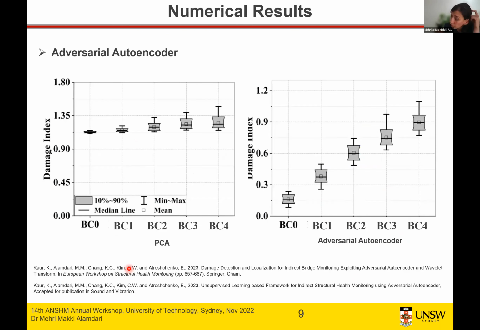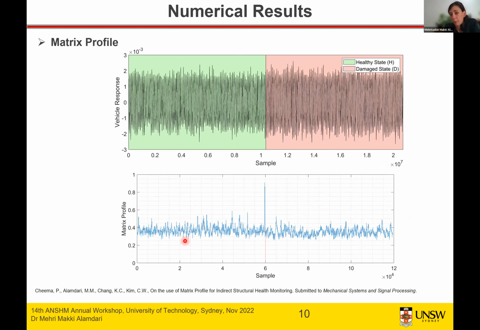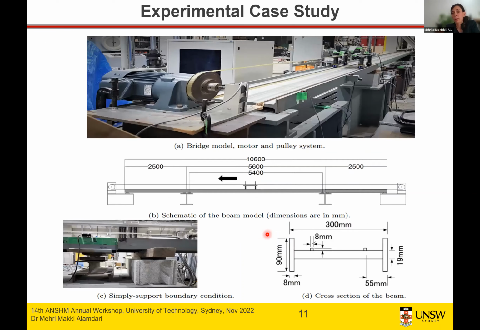And then the adversarial autoencoder also successfully distinguished different bridge states from one another, where PCA failed to do that. And this is the matrix profile where I have concatenated the time response of the vehicle passing through 2 different stages of the states of the bridge. And as you clearly see, matrix profile performed extremely well in identifying the time instant that the state of the bridge changes.